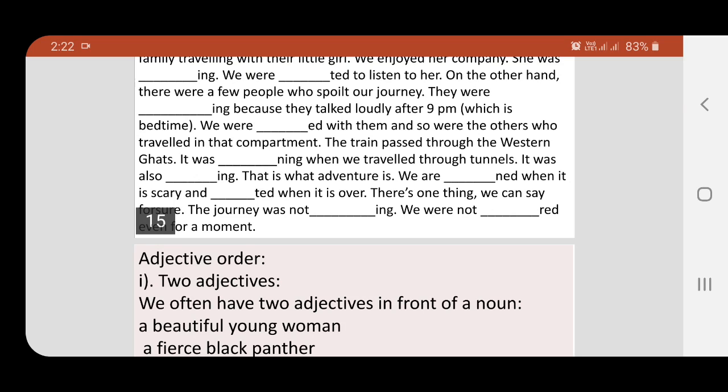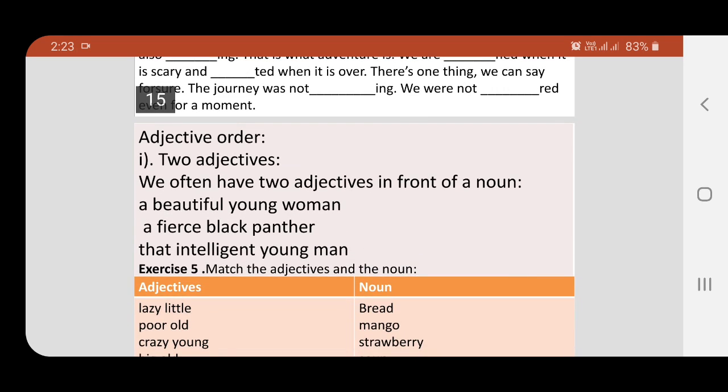After that, we had the adjective order. We had two types of orders. We have some places where two adjectives can be used. That is also a possibility. We often have two adjectives in front of a noun.